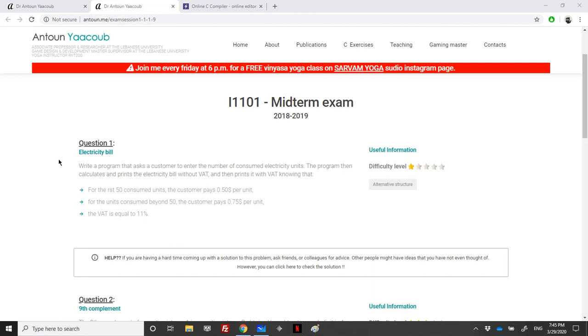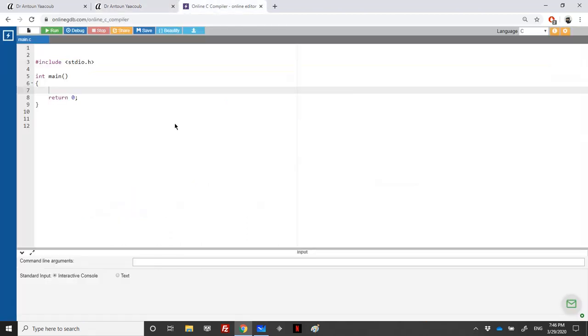So let's repeat, a customer should enter a number, electricity units, and then we should display two numbers, one without VAT and one with VAT. So let's see the condition. For the first 50 consumed units, the customer pays 0.5 per unit. And for the units consumed beyond 50, the customer pays 0.75 per unit. So for example, if you consume 60 units, you will pay for the first 50 $0.5 for each unit, and for the remaining 10 you will pay 0.75, and the VAT is equal to 11%.